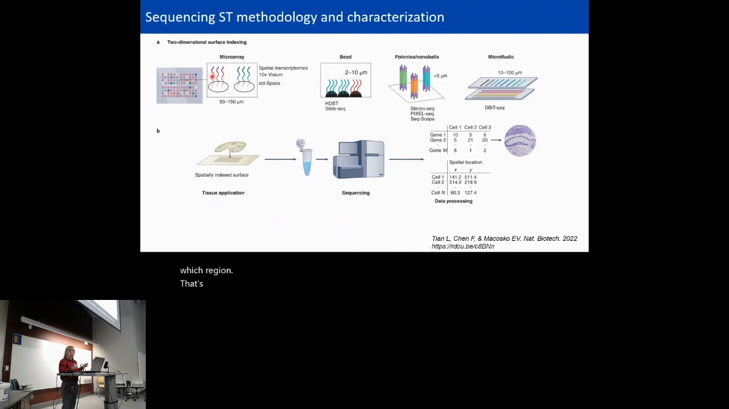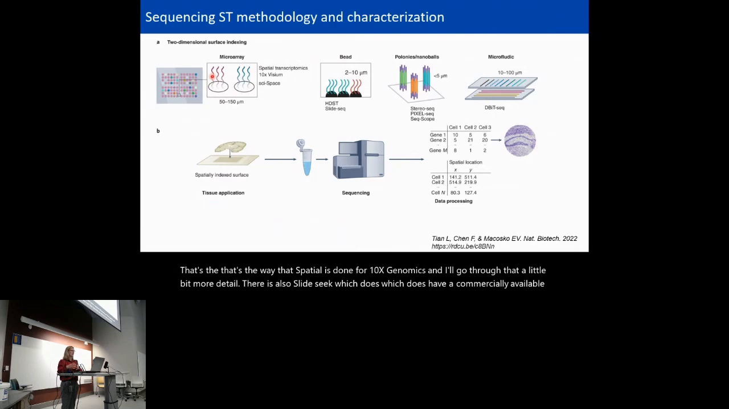That's the way that spatial is done for 10x Genomics, and I'll go through that in a little bit more detail. There's also SlideSeq, which does have a commercially available application that I'll talk about briefly as well. That uses nano beads, which are individually barcoded, and those are then placed arrayed onto a glass slide. There are also some versions of this that are less commercially available, such as StereoSeq or PixelSeq or SeqScope. There's also a microfluidics version called dbitSeq.